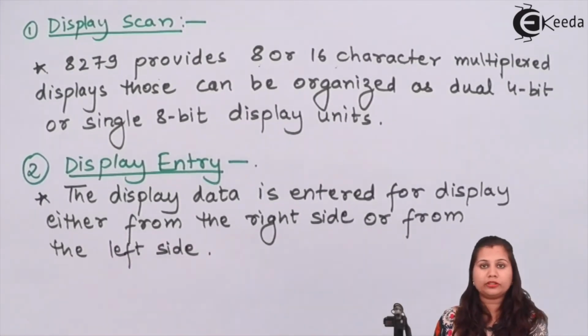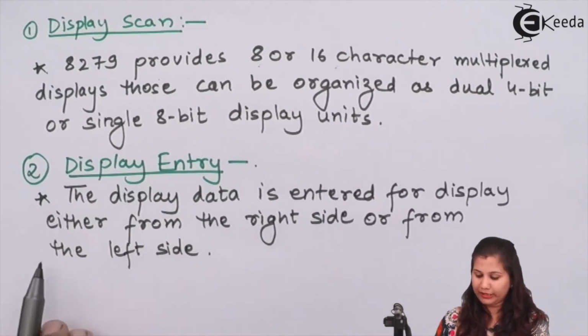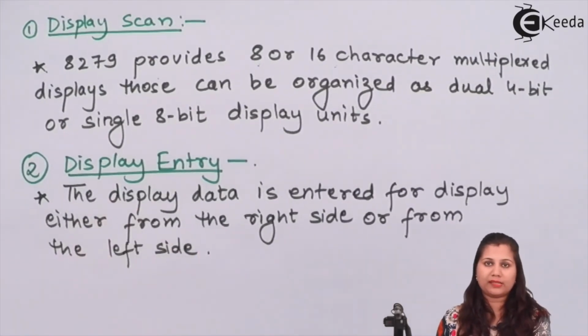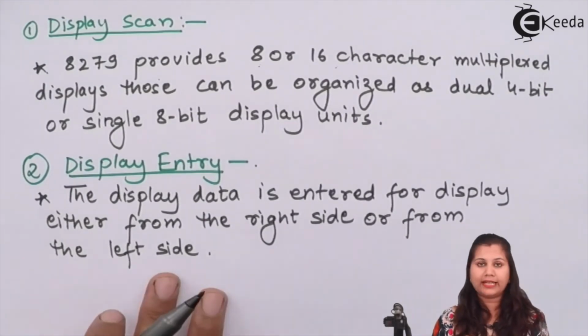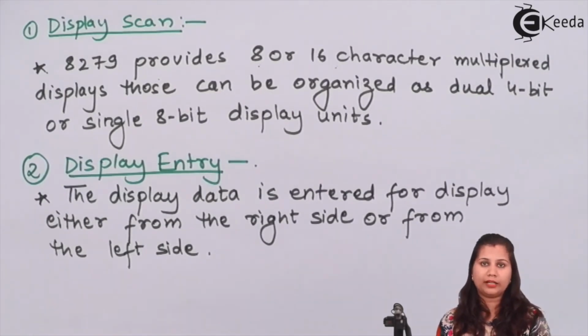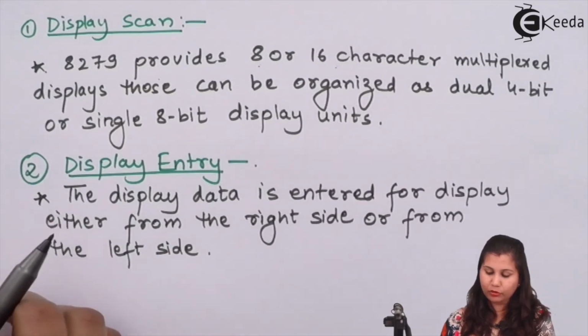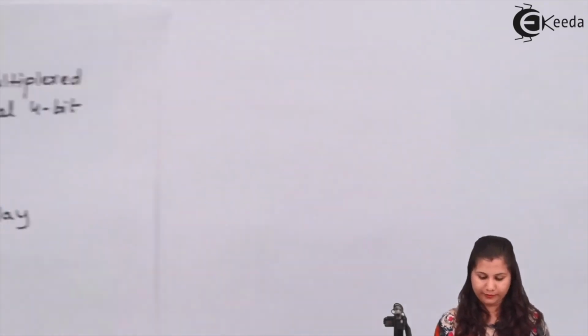So depending upon the entry of the data, that is either from the right side or from the left side, there are two types of display entry modes. One is the left entry mode and the second is the right entry mode. From the name, it is specified that left entry mode means the data is going to enter from the left side, and in the right entry mode the data is going to enter from the right side. So let us study the two modes, left entry mode and right entry mode.